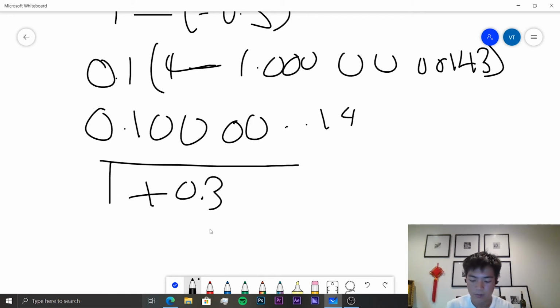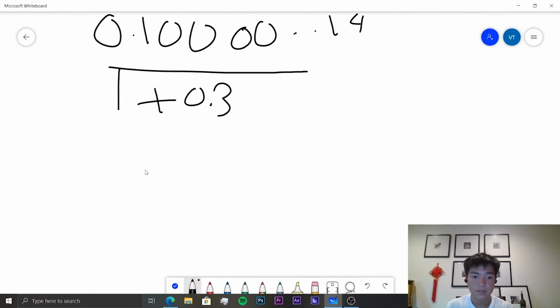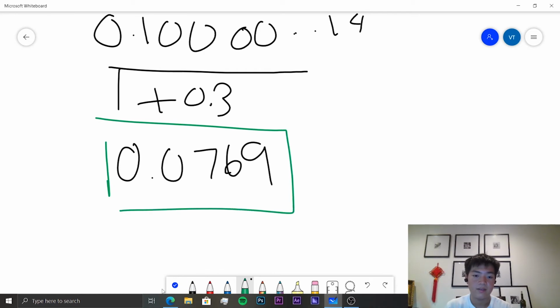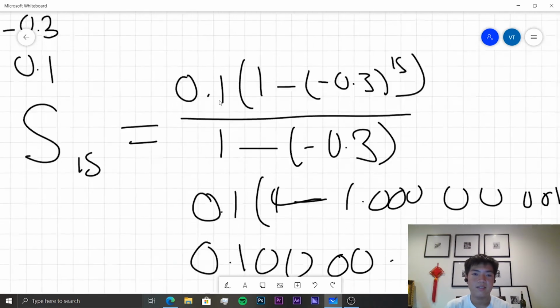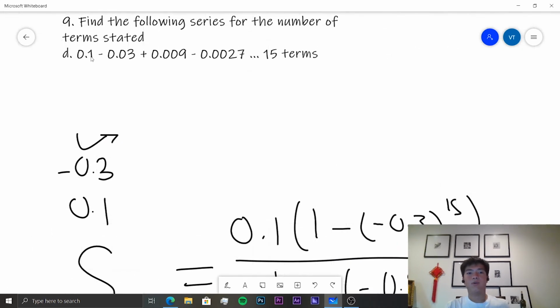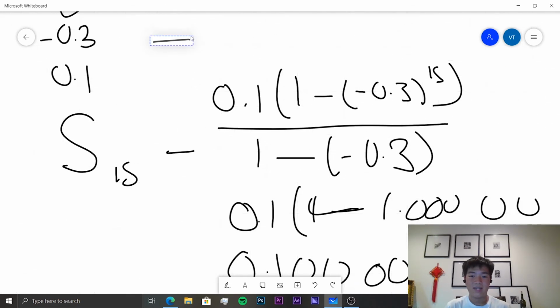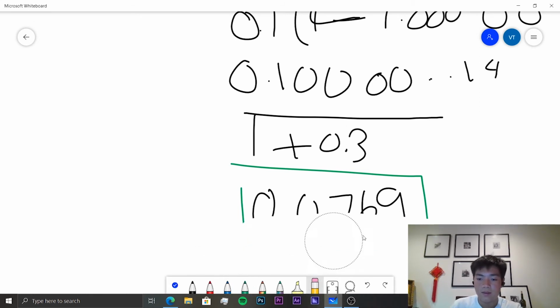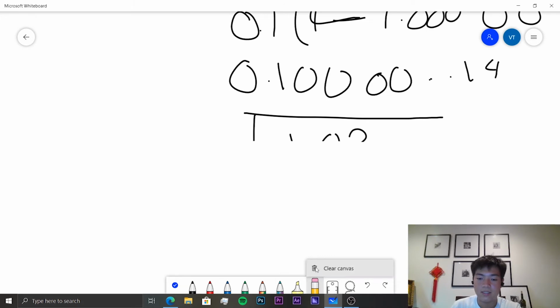So 0.1 divided by 1.3 is equal to 0.0769 from my calculator. Yeah, that seems plausible. Since 0.1 minus 0.03 is around 0.07, and the answer we've got is just a tad bit bigger than that, so it seems like a reasonable answer. Okay, let's go on to the next problem.